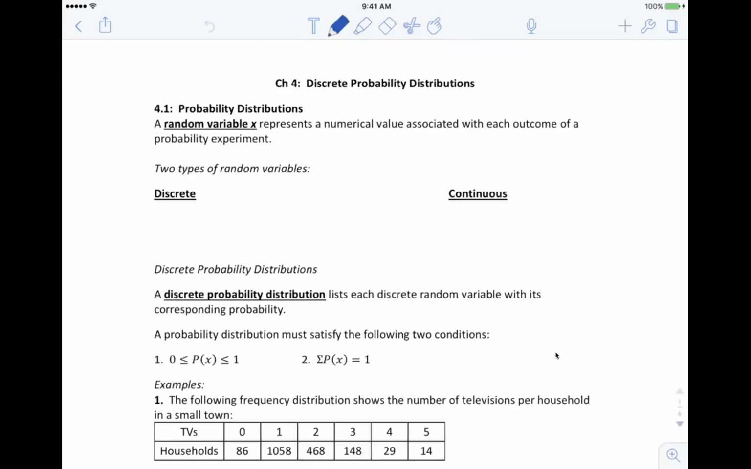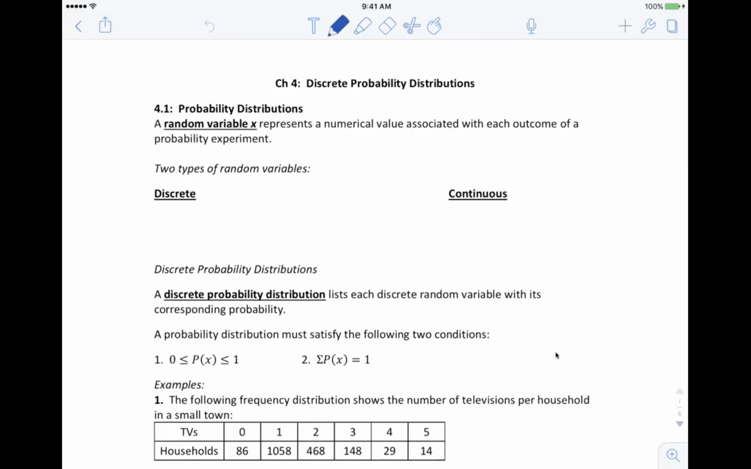Hey everyone, we've made it to chapter 4, so we're going to do some discrete probability distributions focusing on 4.1. What we have to start with is what's called a random variable x. It represents the numerical value associated with an outcome of a probability experiment. So everything here, outcomes are numerical values.